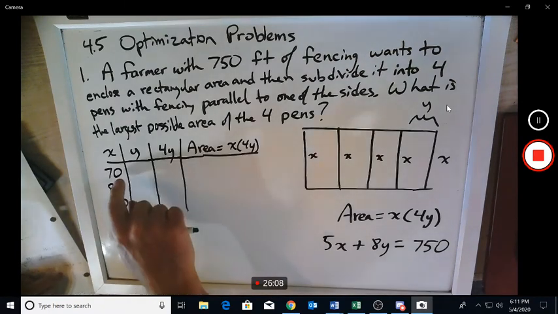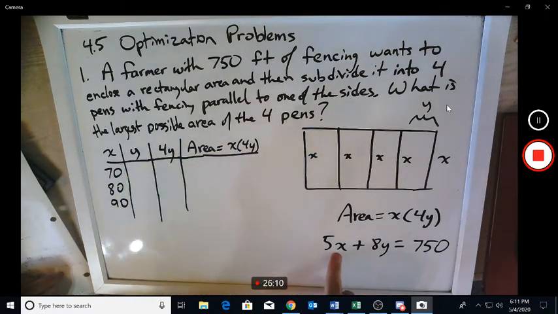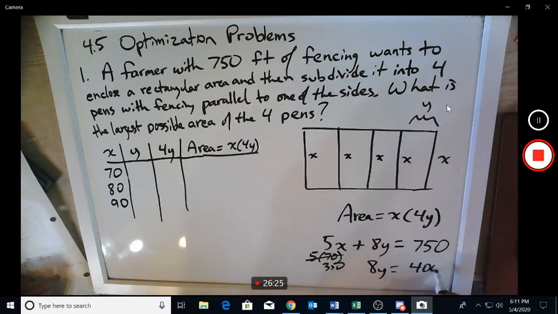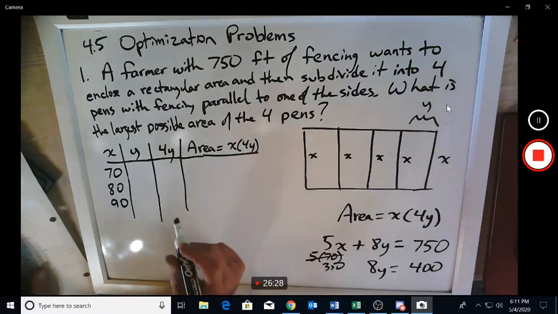So when I pick a number like 70, I can just plug it in here. If x was 70, 5 times 70, which would be 350, subtract the 350 from both sides, 8y would have to be 400, and then y would have to be 50.